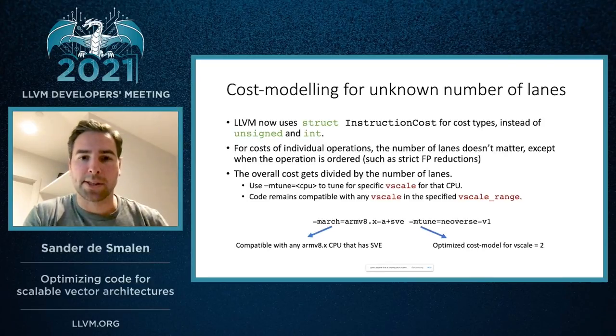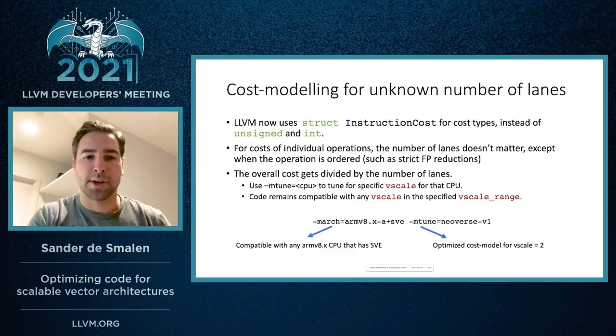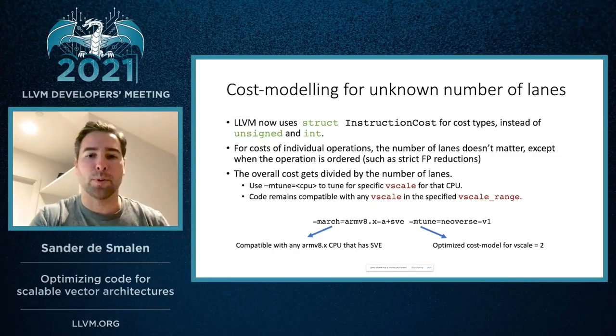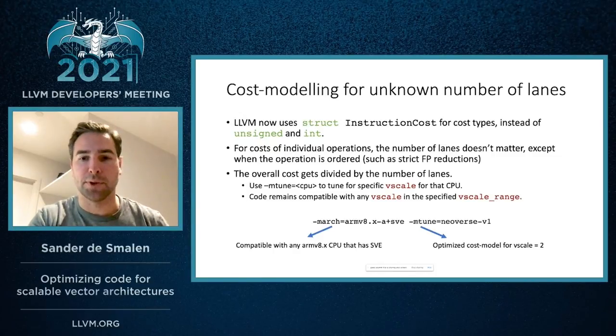Finally, the cost is calculated as the cost per lane, for which we need to know the number of lanes. But we don't know the number of lanes because the type is a scalable vector. So here is where MCPU or mTune can help. When these flags are passed, we can get a vscale value to tune for. And otherwise, we have to assume a sensible default to tune for.